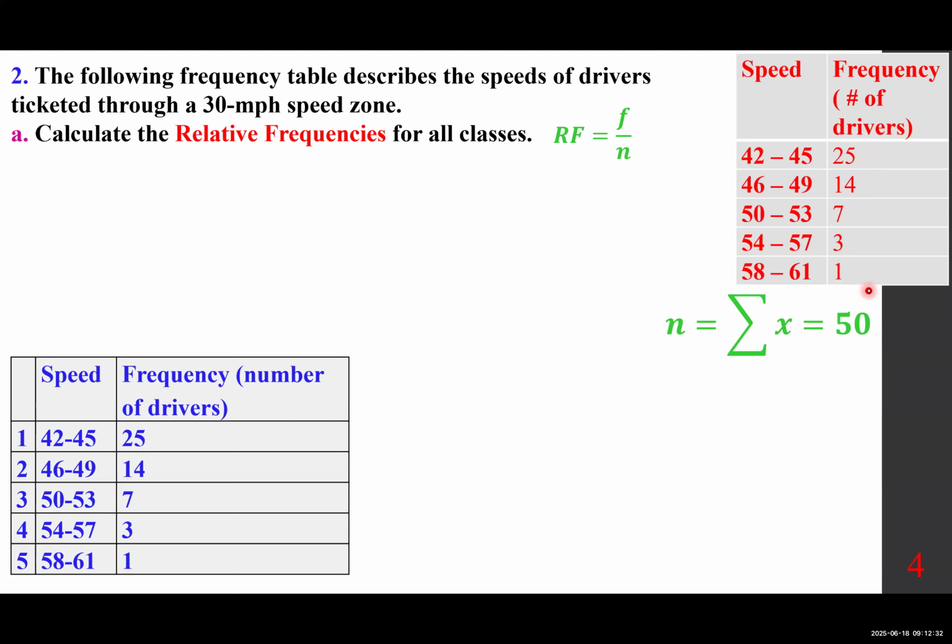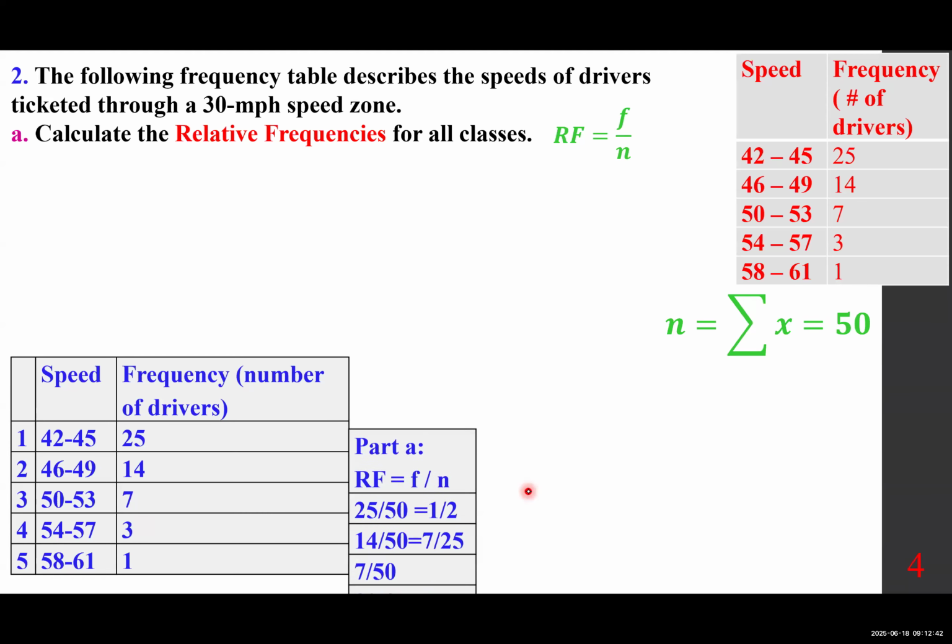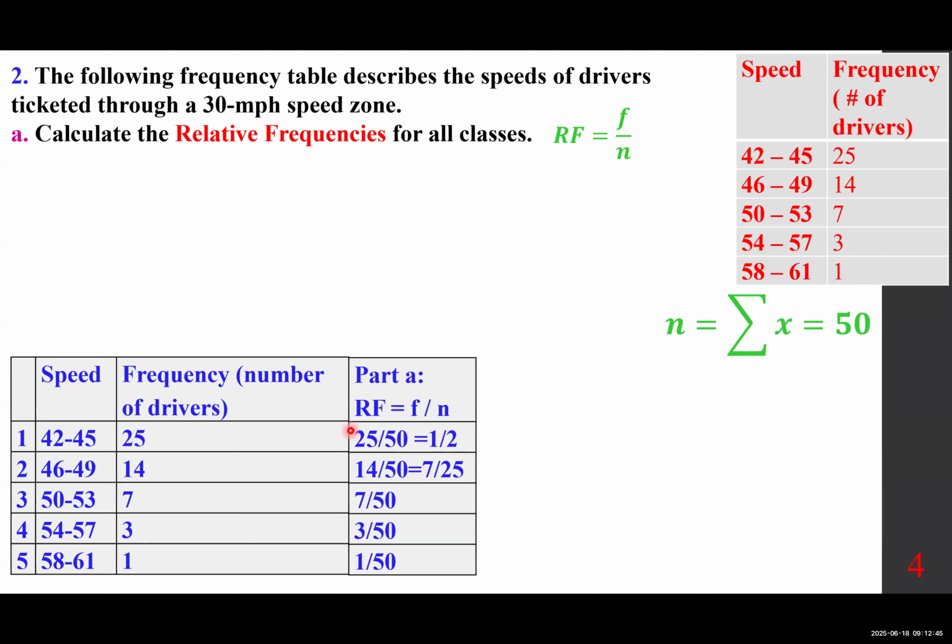So if that is the case, the relative frequency becomes for 25 divided by 50, 14 divided by 50, 7 divided by 50, 3 divided by 50, 1 divided by 50. And of course, 25 over 50 is 1/2, 14 over 50 is 7 over 25. Always write it in its lowest terms when you write it as a fraction.